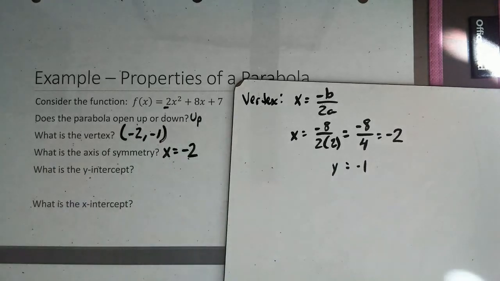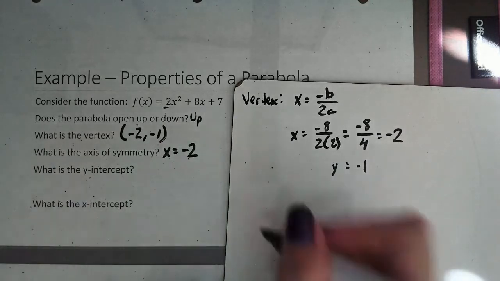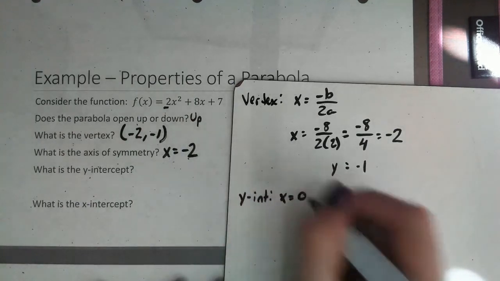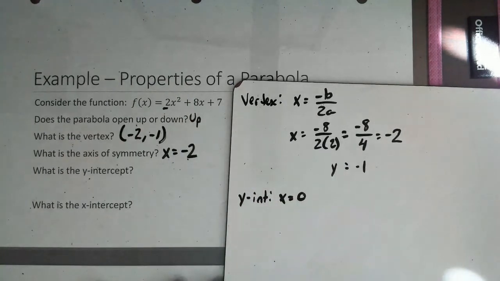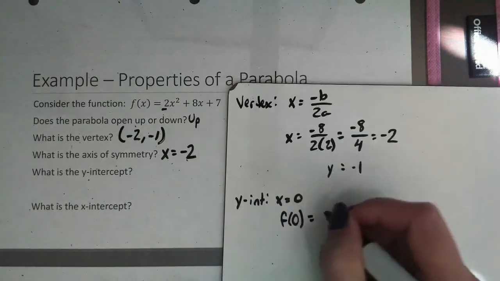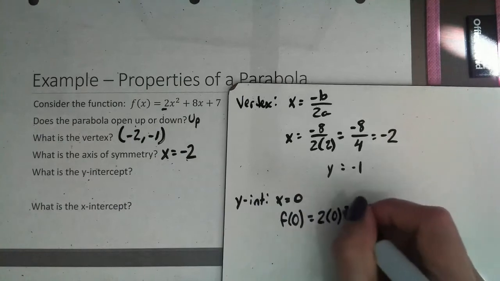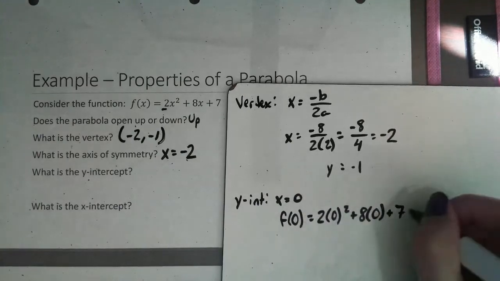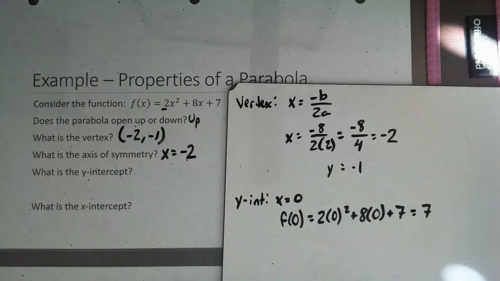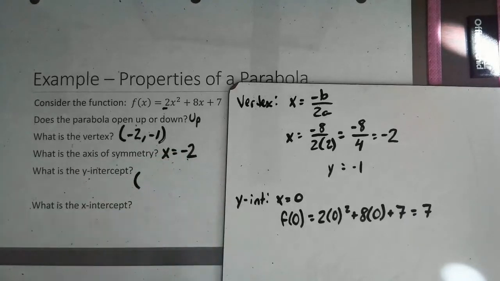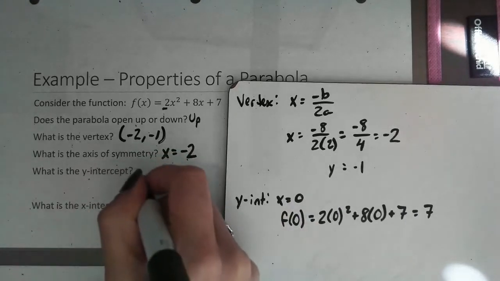Then we need the y-intercept. To find the y-intercept, we let x be equal to 0. So we're going to plug that in. If x is equal to 0, then we'll have f of 0 is equal to 2 times 0 squared plus 8 times 0 plus 7, which is just 7. The y-intercept is an actual point, so we need to write it as an ordered pair. X comes first, so we'll have 0, comma 7.